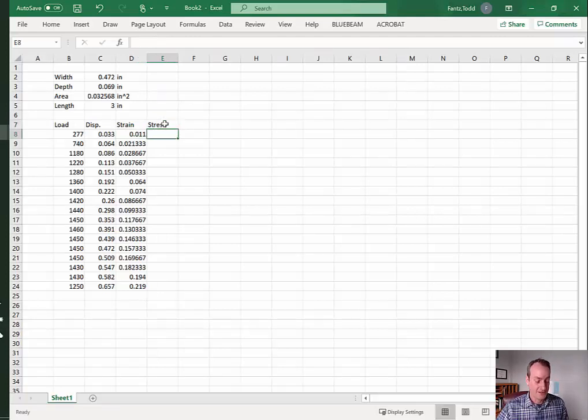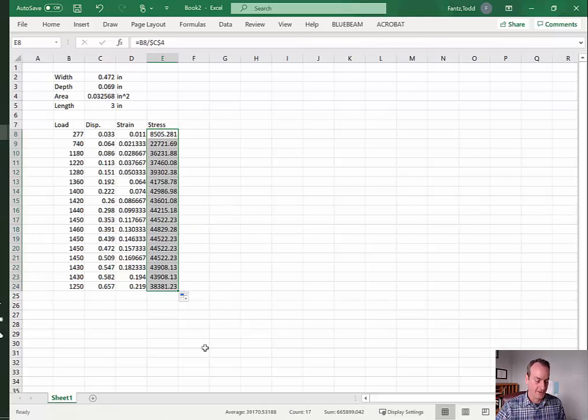How do we measure stress? Stress, we said, is the force over the area, so we're going to do equals to make an equation. We have a load, and we're going to divide by the cross-sectional area. Now once again, I'm going to make this C4, the area, constant. I don't want it to move. So I have $C$4, and then I can copy that equation down, and I have my stresses.